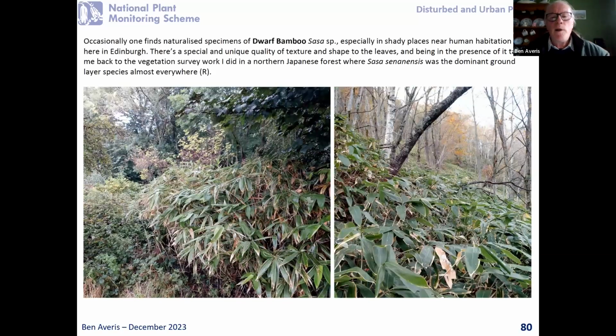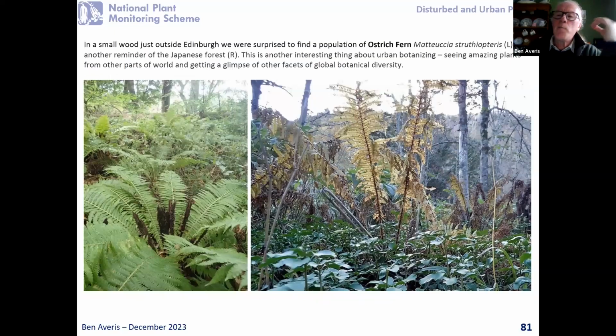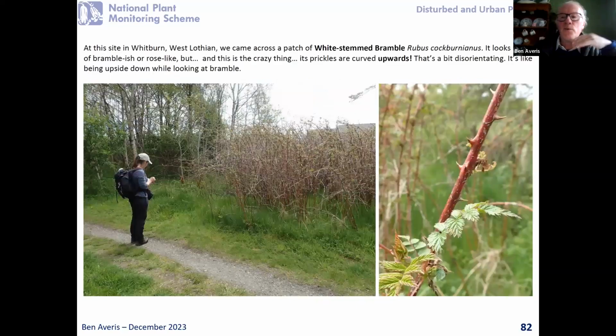but they're thickening up. The dwarf bamboo does it in a few places, which reminds me of some woodland in Japan where I was. It's another thing I like about some of these urban places. They can bring to mind other parts of the world. In a place near Edinburgh, we saw some ostrich ferns, and I thought, yeah, I've seen that in Japan as well. It's like little glimpses of the wonders of the wider world being brought to us.